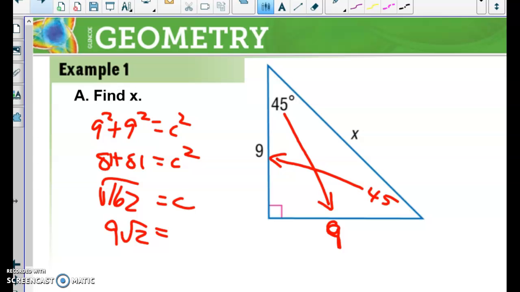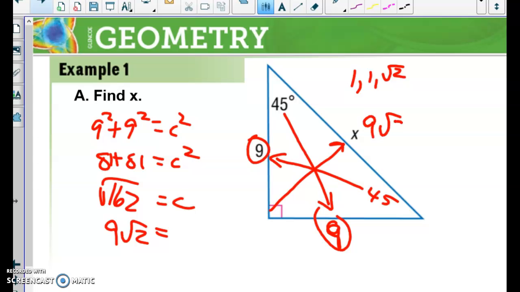What a coincidence. The theorem just said that the ratio is 1, 1, square root 2. So if these are the side ratios that match up to 1, then this would be 9 times the square root of 2. So this is 9 times 1, 9 times 1, and 9 times the square root of 2.